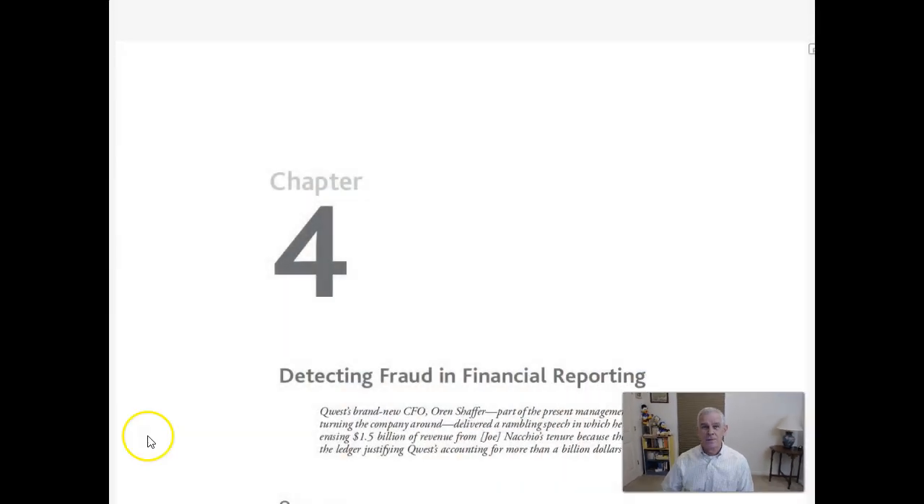In the previous chapter we talked about financial statement fraud. We discussed some schemes that have been used over the years to commit such fraud, and we looked at it in a little bit of depth, but in this chapter we're going to talk about how to detect financial statement fraud. So let's get started.